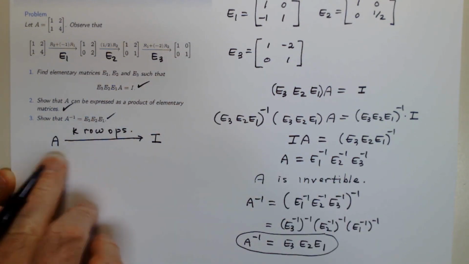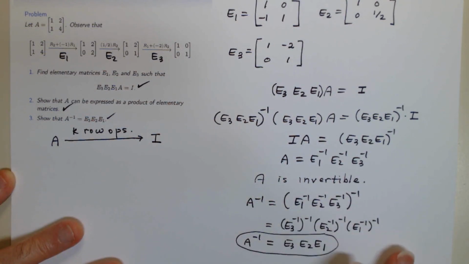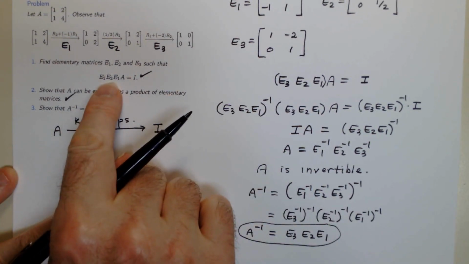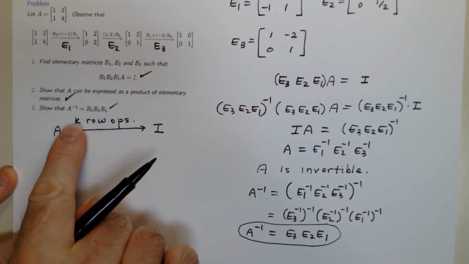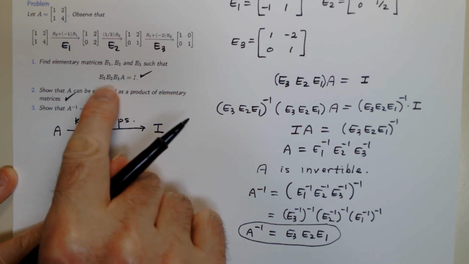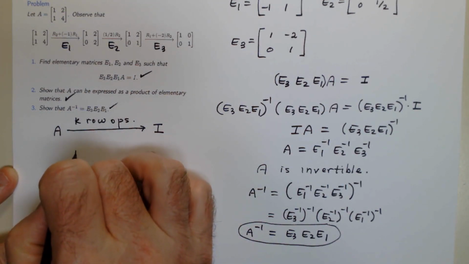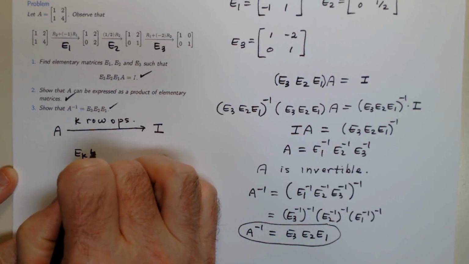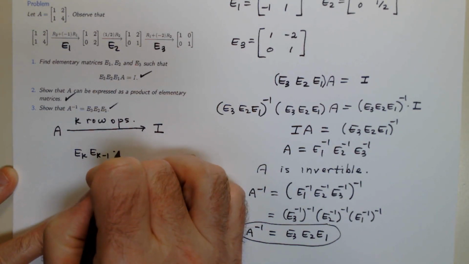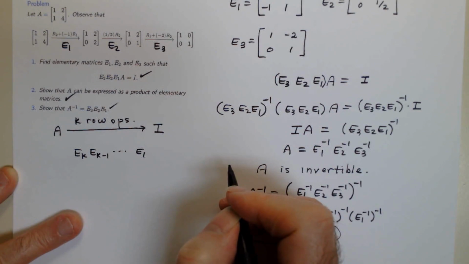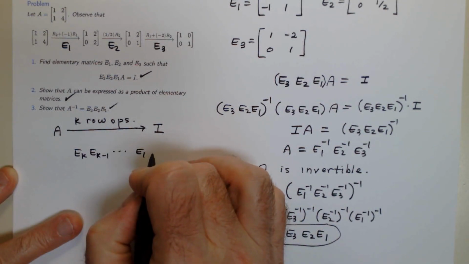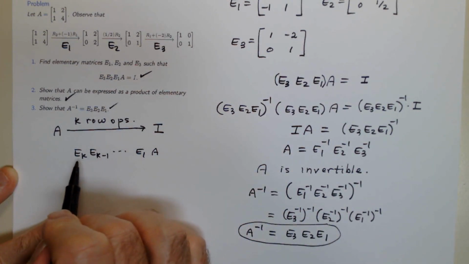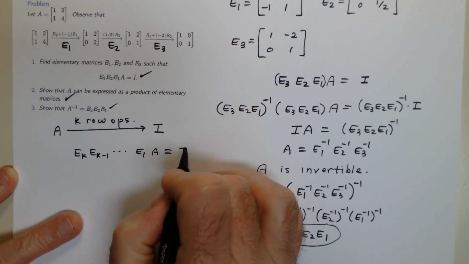But let's say we can do that. We can get from A to the identity in k row operations. Well, we're going to be able to prove something like this. Just as we did here, we can identify every one of those row operations, and we'll be able to show that there's going to be a sequence of elementary matrices that will multiply A on the left in this fashion. That will take it to the identity.